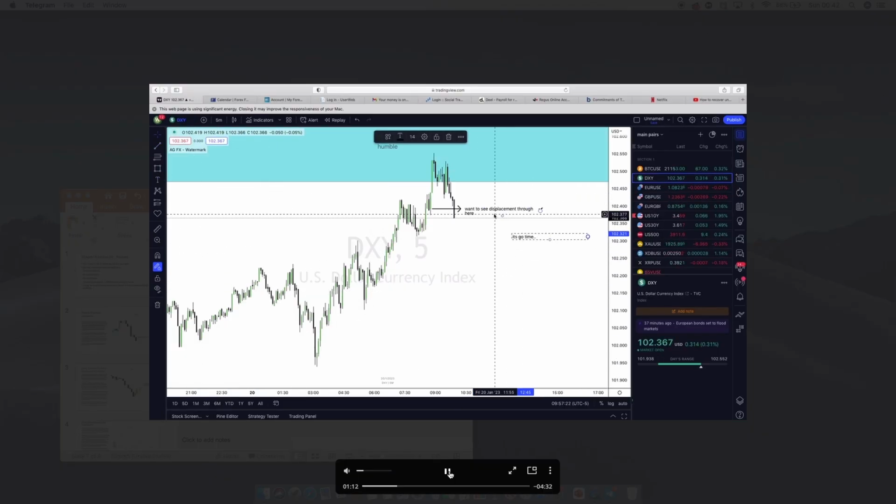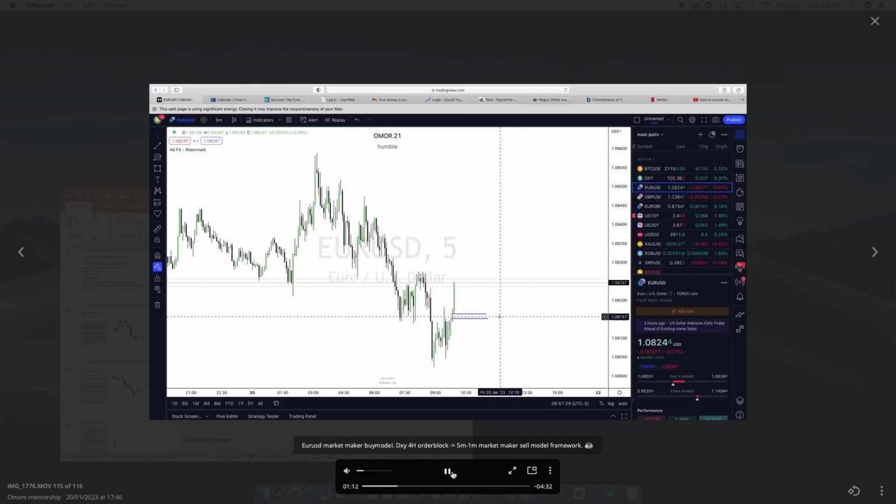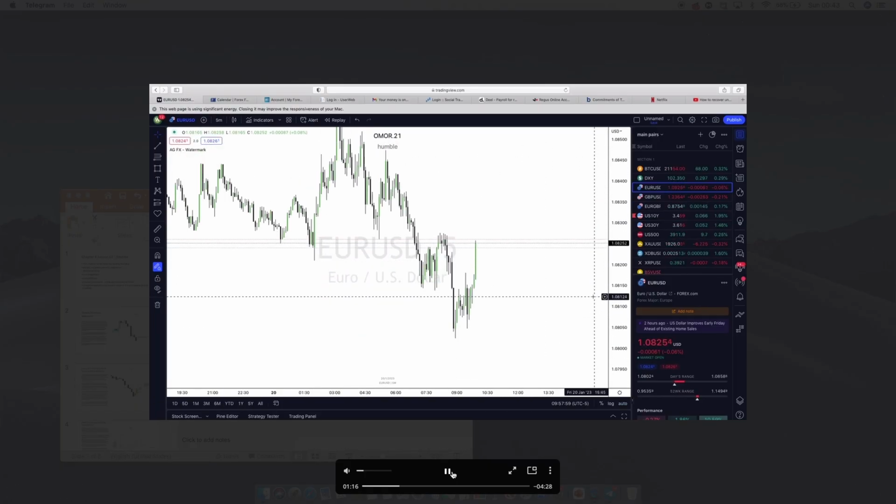Now that's the displacement. Now it's go time, right? We got the displacement for our PD array. And remember the DXY, we're favoring lower prices overall on the DXY as well. Remember that, right? To that weekly low. Now we got the displacement and we're trading through this fair value gap and this low is broken. Now what we do is this. We're waiting for retracement now.